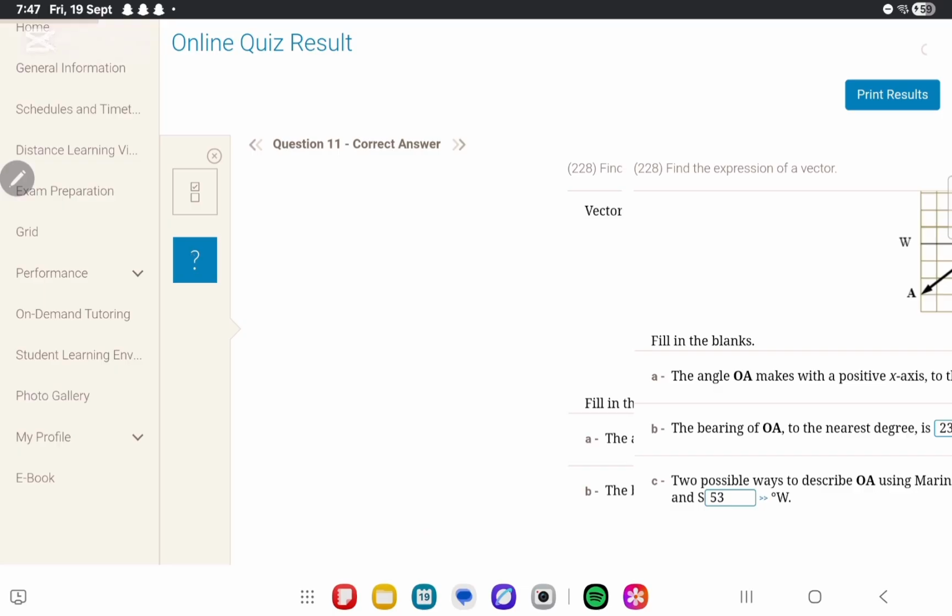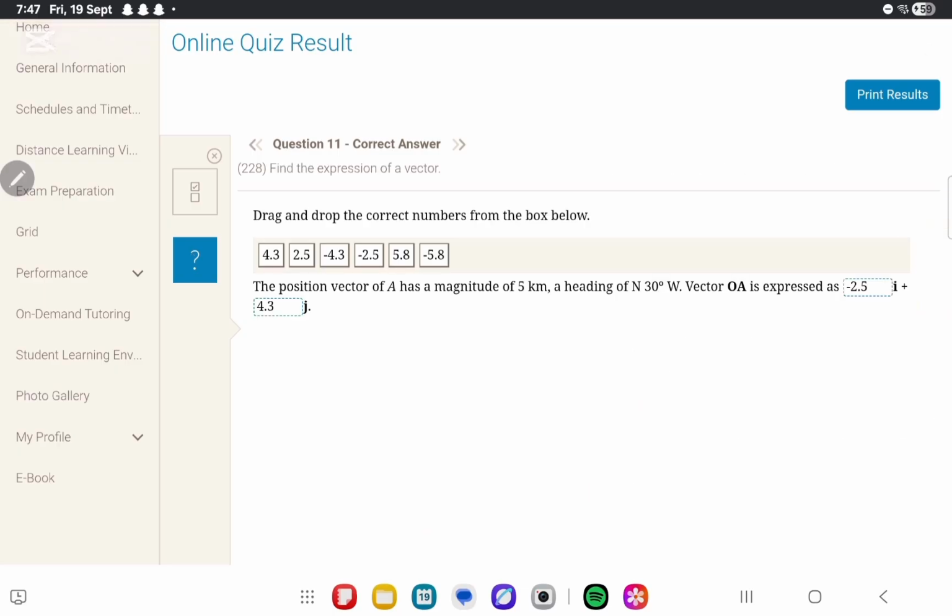Question 11. The position vector of A has magnitude 5 kilometers along a heading of north 30 degrees west. Vector OA is expressed as, this is the Cartesian. Okay, so this is the north, this is the west. North, 30 degrees west. So I started off north, I'm heading 30 degrees west. Let's say like here. So this is 30 degrees.